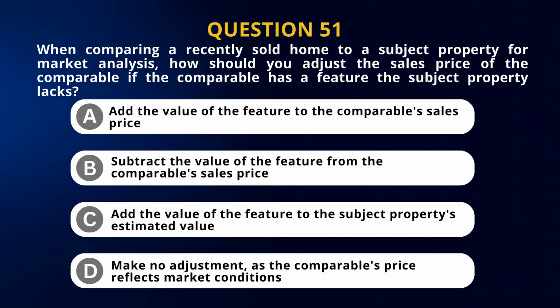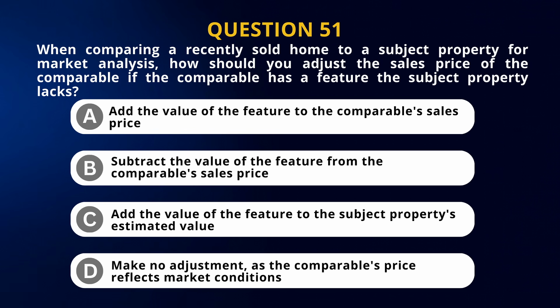Question number 51. When comparing a recently sold home to a subject property for market analysis, how should you adjust the sales price of the comparable if the comparable has a feature the subject property lacks? Letter A. Add the value of the feature to the comparable's sales price. Letter B. Subtract the value of the feature from the comparable's sales price. Letter C. Add the value of the feature to the subject property's estimated value. Letter D. Make no adjustments as the comparable's price reflects the market conditions.